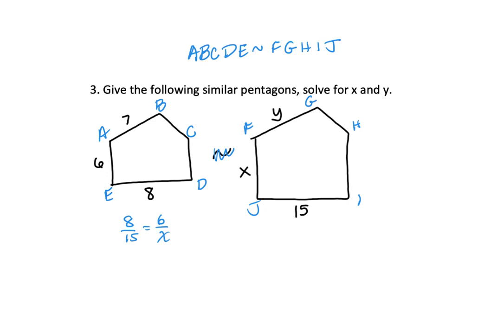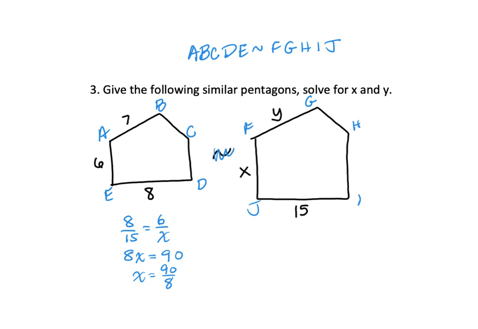So I am going to cross multiply and solve. 8 times X equals 6 times 15, which is 90. Divide both sides by 8. X is 90 over 8. That's my answer for X.